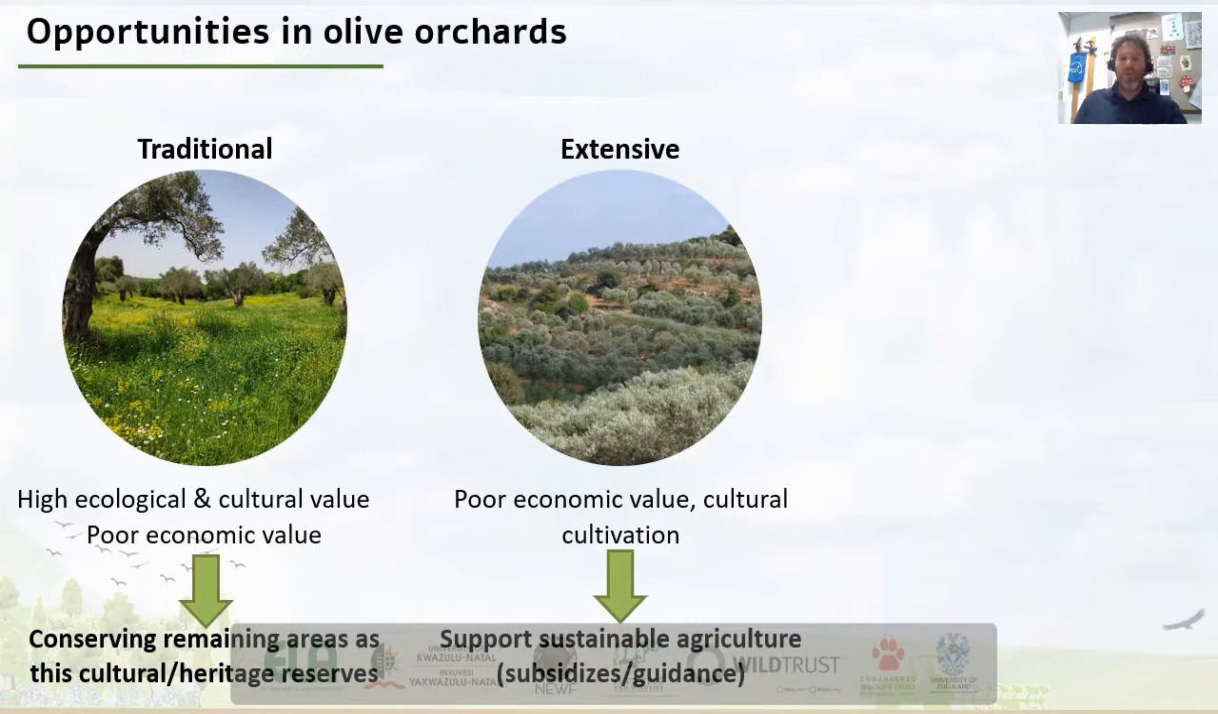When you look at the extensive, we have areas with poor ecological and economic value. They are cultivated mostly for cultural reasons, and their ecological value is intermediate or even low. Therefore, I think with a bit of support from the government, because anyway people don't intend to profit too much from these orchards, with a bit of subsidies and guidance, maybe you can persuade farmers to move to more environmental agriculture, with less machinery and fewer pesticides, and increase the ecological quality of these habitats.